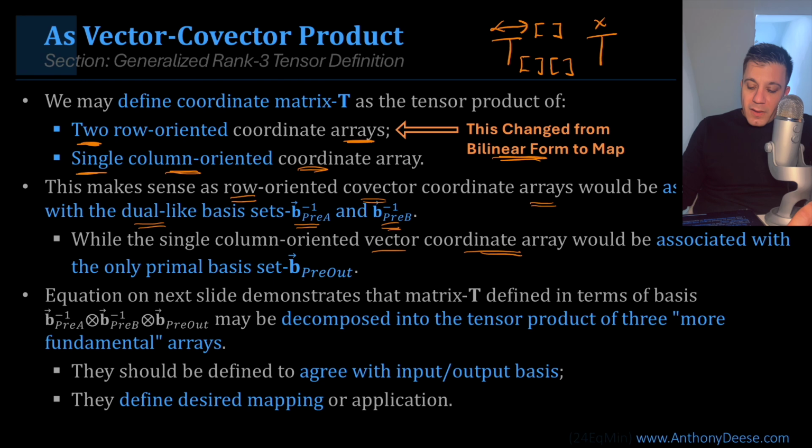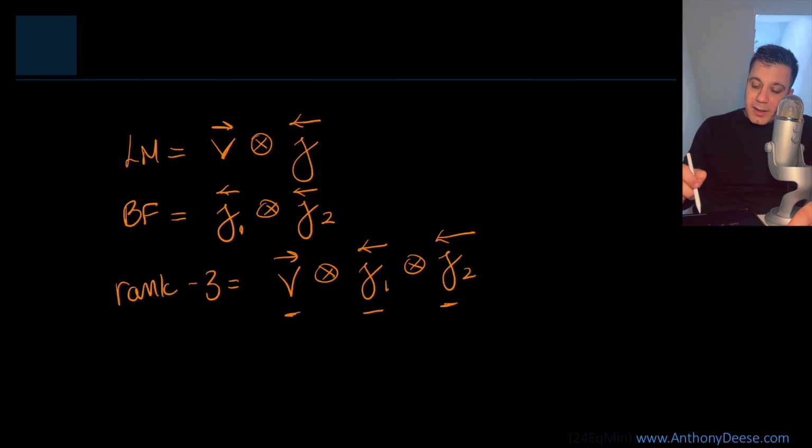So the equation on the next slide demonstrates that matrix T, again, no arrow hat, is defined in terms of these bases, which we've already gone over, and it may be decomposed into the tensor product of three more fundamental arrays. And that's essentially what we show right here. The linear map can be decomposed into, and here I use tensors, so perhaps I should call them arrays, but you get the idea. Essentially, we have a column and two row-oriented arrays.